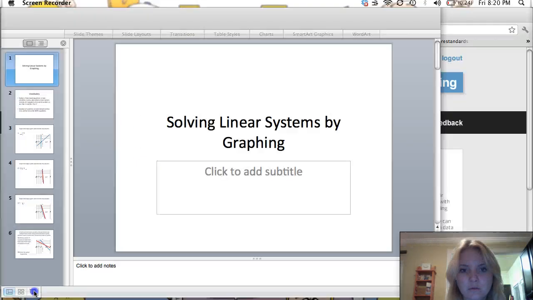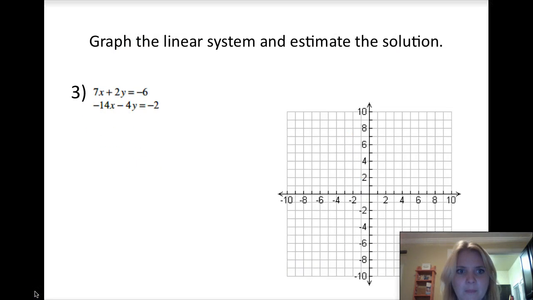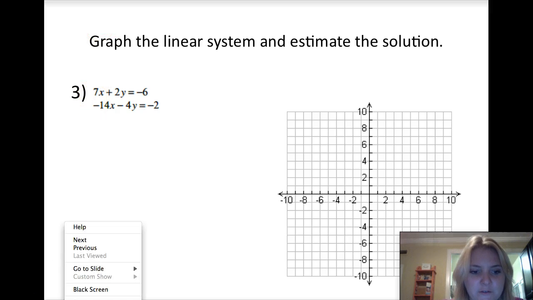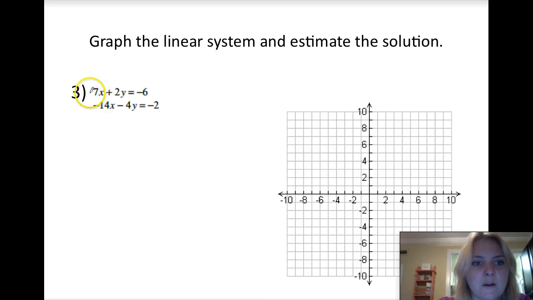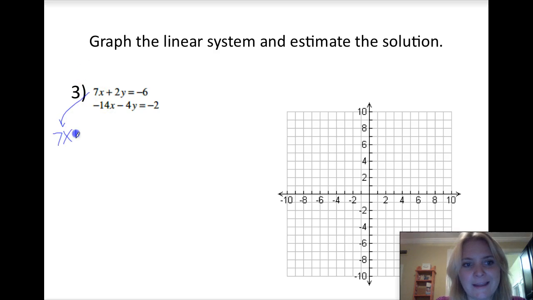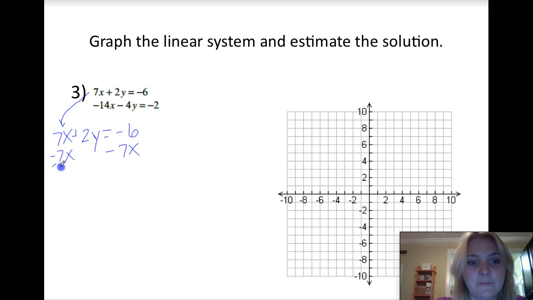All right, so we're going to graph the linear system and estimate the solution. Our first equation, we have 7x plus 2y equals negative 6. We'll write that in slope-intercept form. So we'll subtract 7x from both sides. We're left with 2y equals negative 7x minus 6.